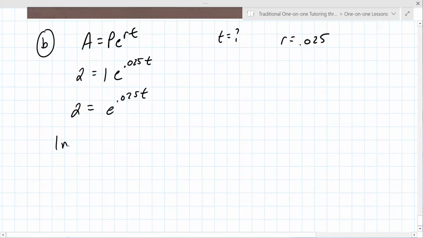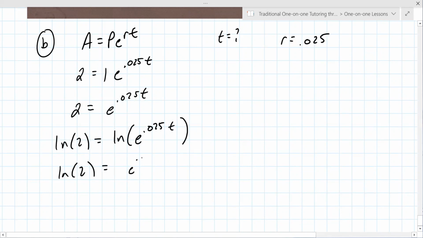ln. So you take the natural log of 2 equals the natural log of e to the 0.025 t. The e goes away. Okay, and then you divide here. So t equals the natural log of 2 over 0.025.